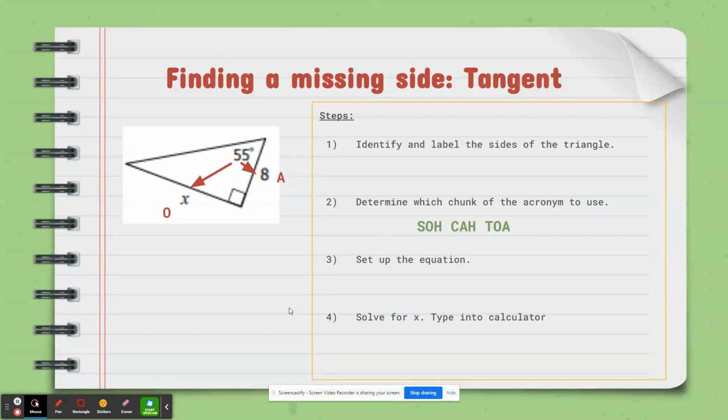The last of our 3 trig functions is tangent. After labeling your triangle, you can see that x is opposite angle 55, and that 8 is the adjacent side to angle 55. So the part of the acronym that uses both O and A is tangent. Set up your equation like so, and then we will solve for x. Again, 8 goes to the front. After rounding to 1 decimal place, we should get x is equal to 11.4.